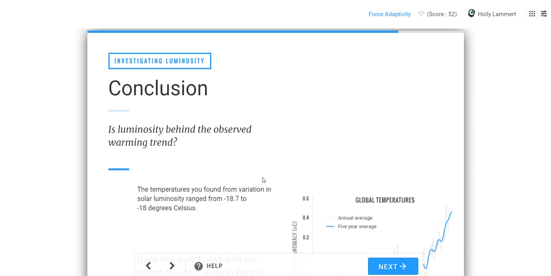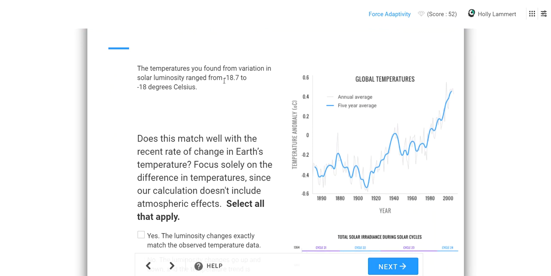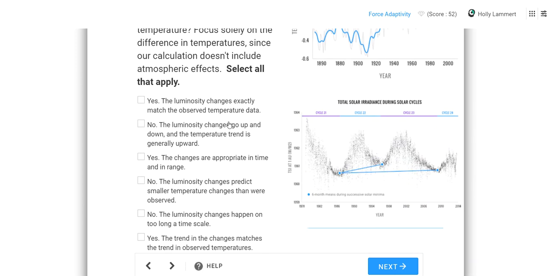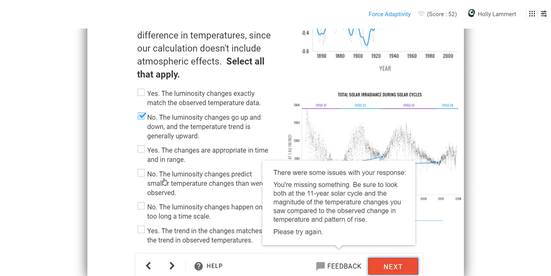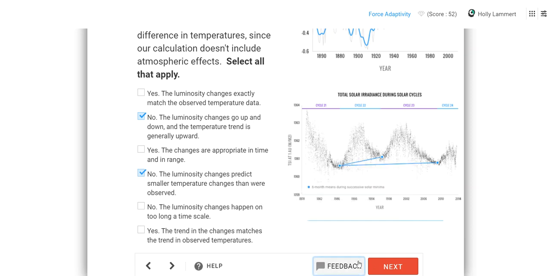So, is luminosity behind the warming trend? We varied from negative 18.7 to negative 18, with the average being negative 18.2. So does that appear to affect temperatures at all? No, luminosity changes go up and down. Temperature trend is generally upwards. And also the luminosity predicts smaller changes.